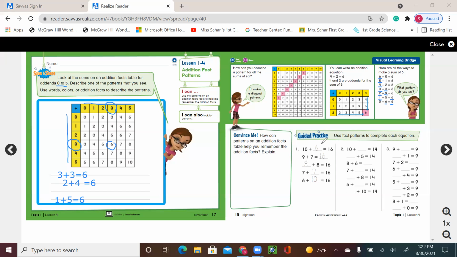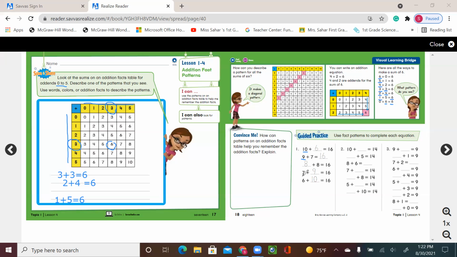So let's see our guided practice. 10 plus 6 equals 16. So that's my first addend. I'm going to take 1 from the 10, so it's going to be 9. And I'm going to add it to my second addend. 6 becomes 7. So now 9 plus 7 equals 16. Very good. Taking now 1 from the first addend, it becomes 8. I'm going to add this to the second addend. It's going to be 8. So 8 plus 8, 16.